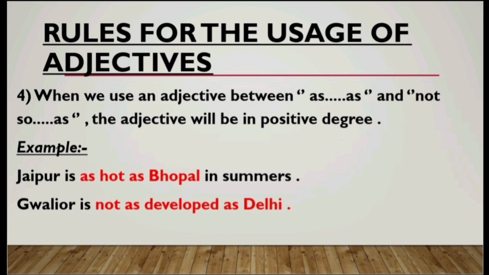The first one is Jaipur is as hot as Bhopal in summers. You are comparing, but now you are comparing using a positive degree. When you have a conjunction as, you always use a positive degree to compare two things. The next example is Gwalior is not as developed as Delhi, not as and as. Again the same situation, to compare we use a positive degree of adjective. So in such situations when you have to add conjunctions, you will always use a positive degree of adjective.